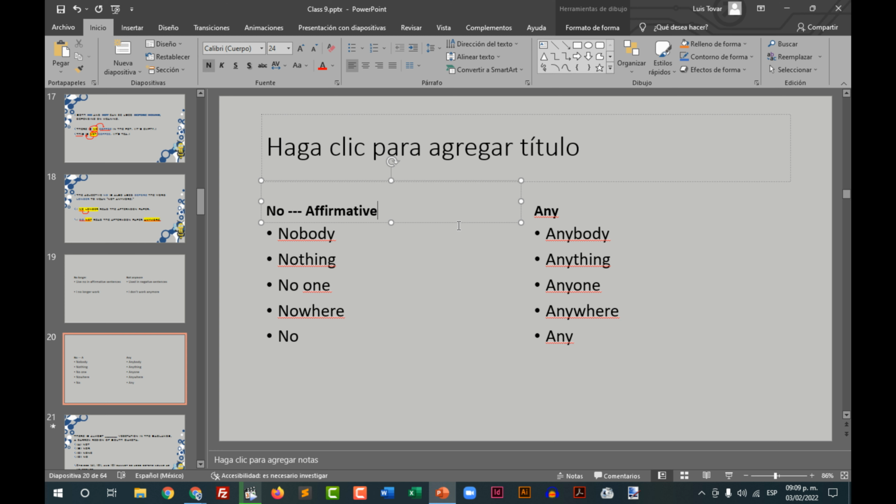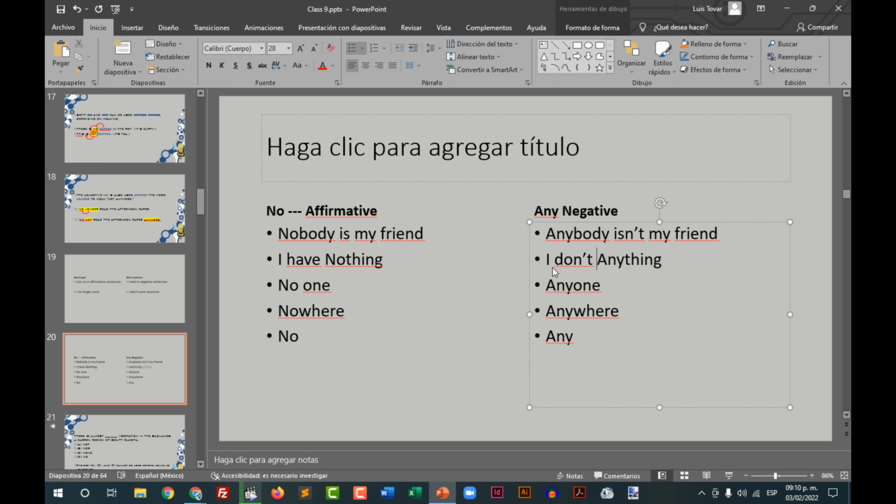Any of these words. So I can say, for example, nobody is my friend. Okay, this is an affirmative sentence. But here I have to say, anybody isn't my friend. Okay, because I have to use it in a negative sentence. Okay, here I could say I have nothing, and here I will say I don't have anything. Okay, and this is the rest. So here also we have no or any. It will be the same. You will use no always in an affirmative sentence, and you will use any in a negative sentence. In this case, we're talking about anymore or no longer.